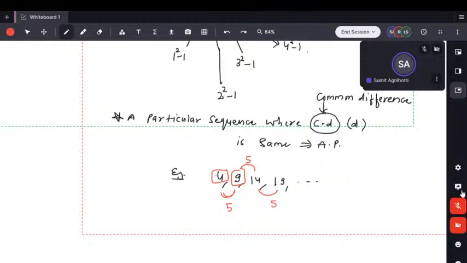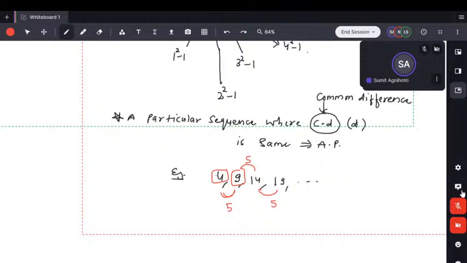Getting it? A2 minus A1 you can do, A3 minus A2 you can do, A4 minus A3 you can do. And the condition is they all must be same if it is AP. Like here we are getting 3 minus 0, 3. 6 minus 3, 3. 9 minus 6, 3.